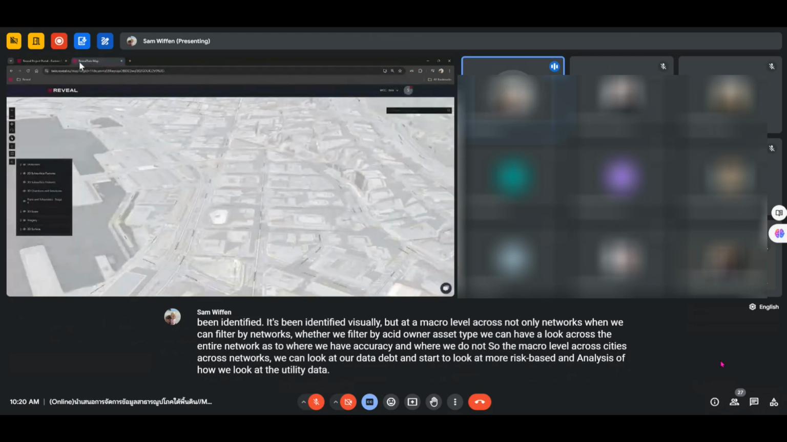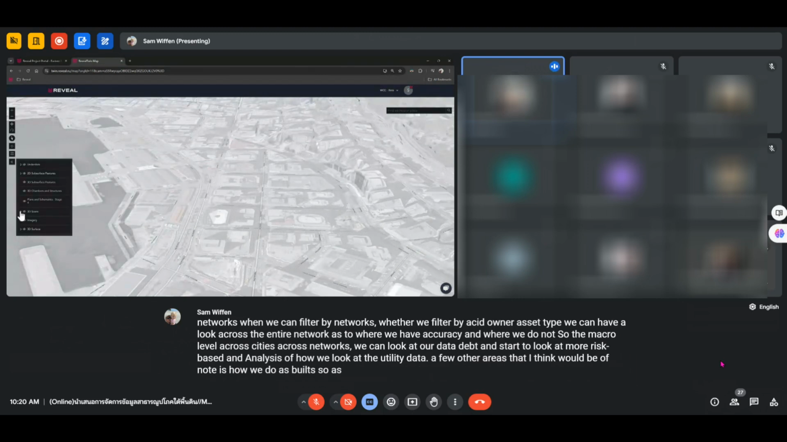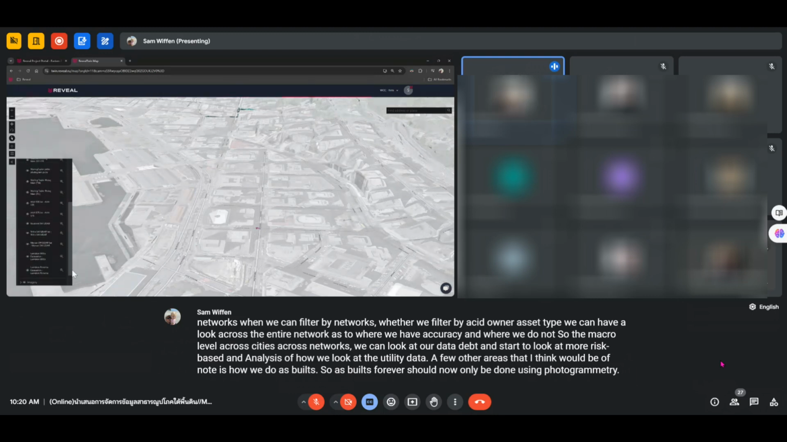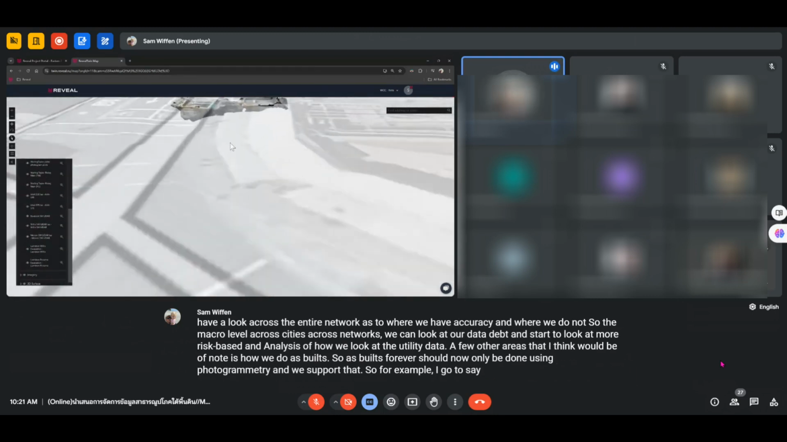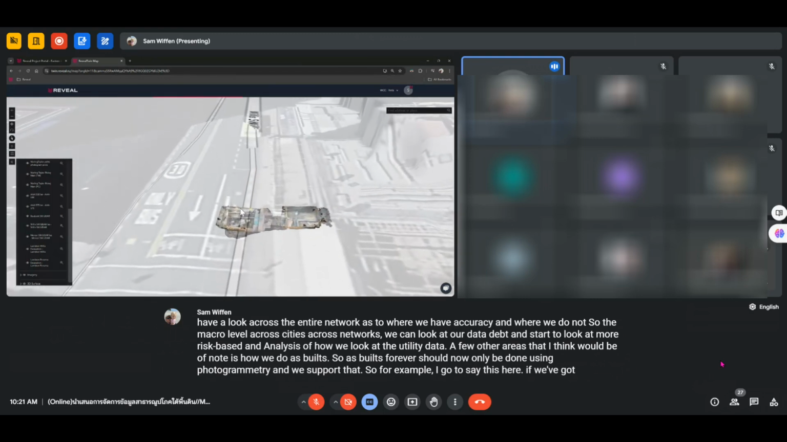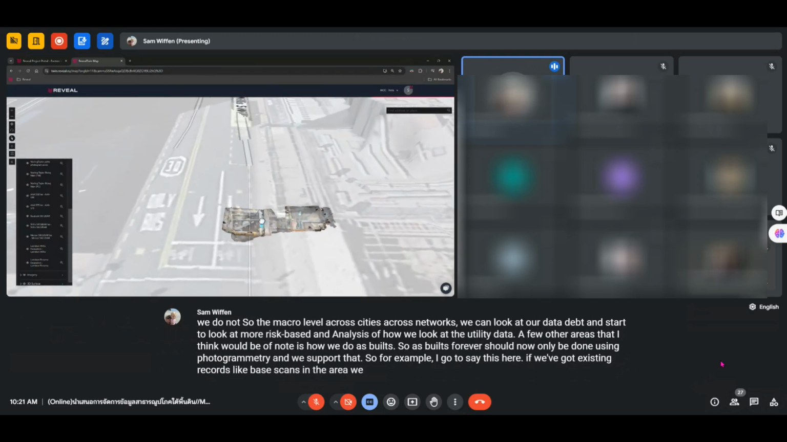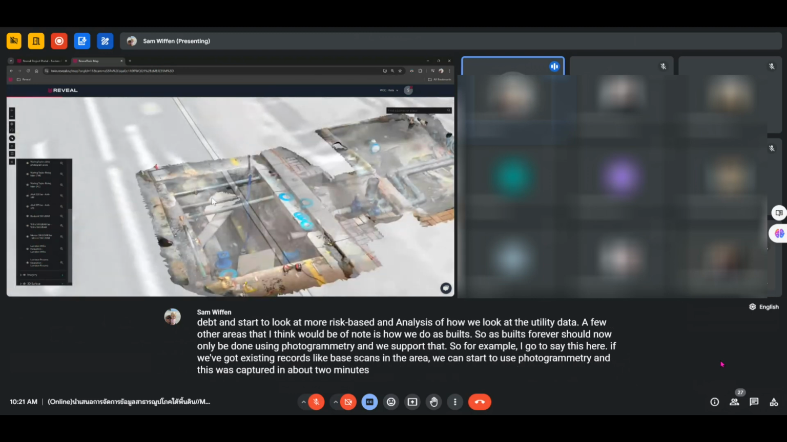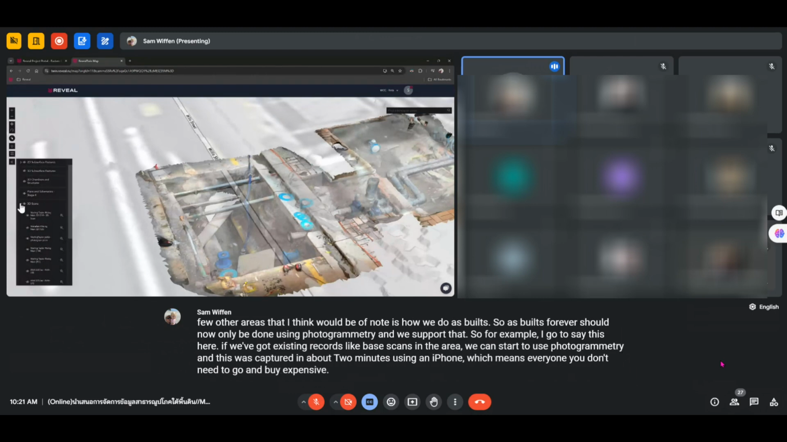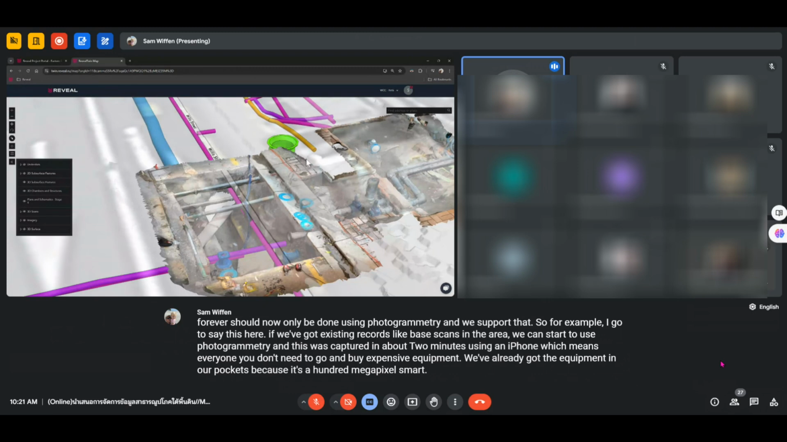A few other areas that I think would be of note is how we do as-builts. As-builts forever should now only be done using photogrammetry, and we support that. If we've got existing records like base scans in the area, we can start to use photogrammetry, and this was captured in about 2 minutes using an iPhone, which means you don't need to go and buy expensive equipment.